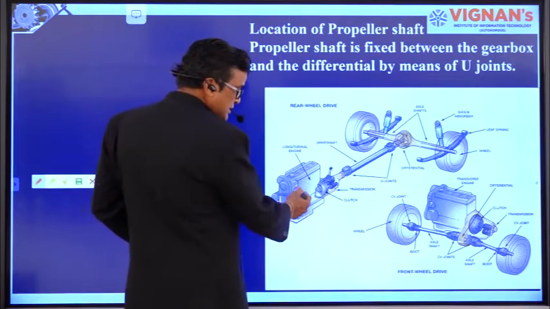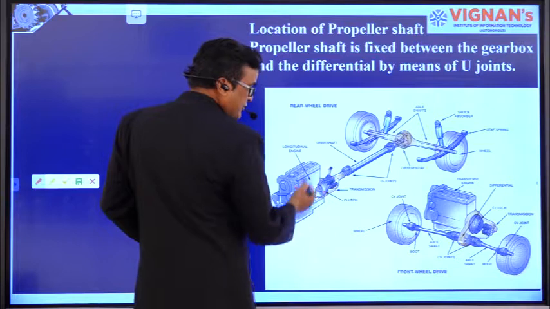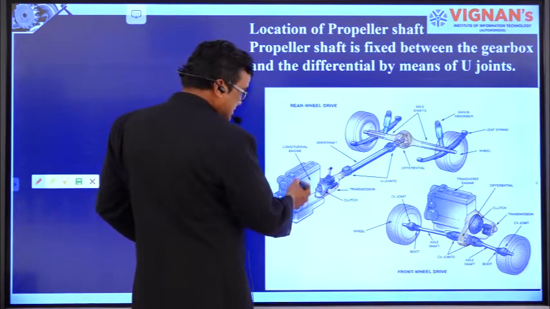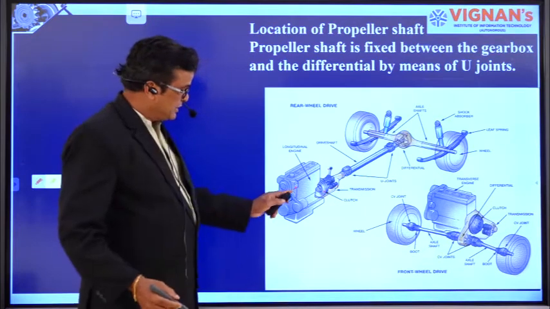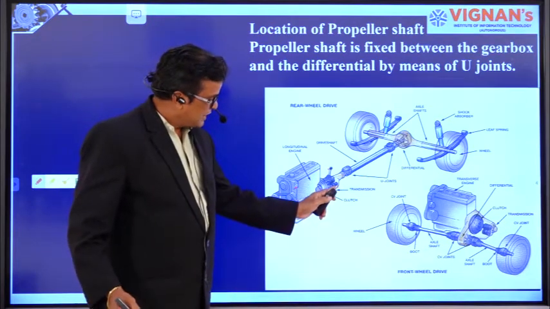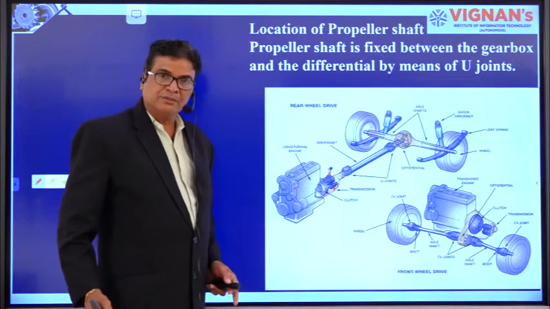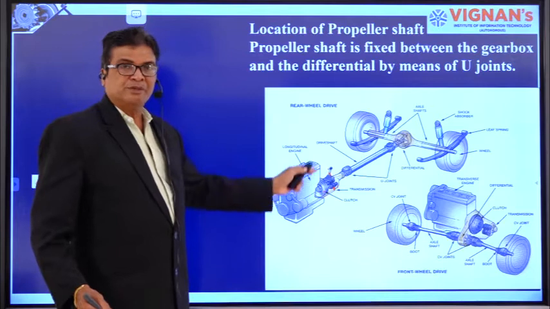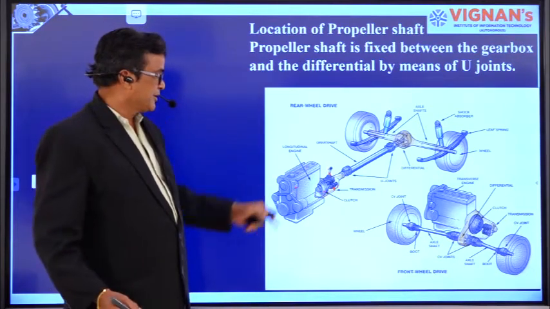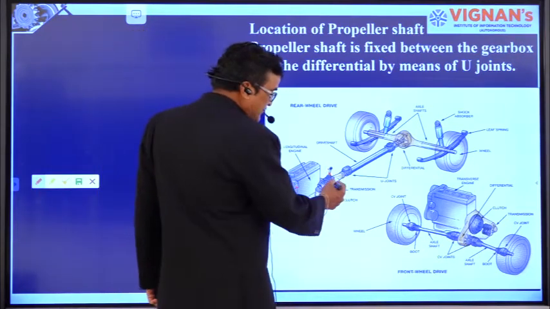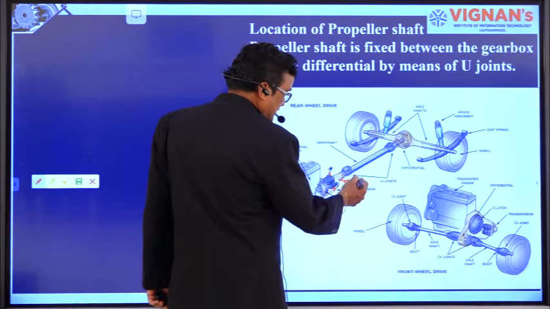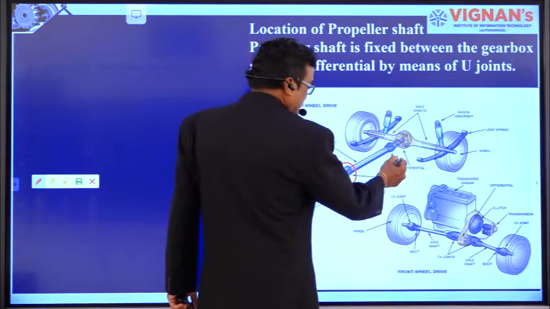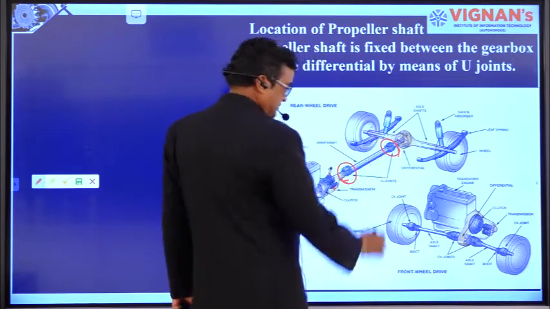The gearbox, clutch, gear shift lever mechanism, transmission means gearbox here. This is the engine, clutch, gearbox. Above the gearbox, the gear shift lever mechanism. Of course, this is the old type. It is shifted above the gearbox. And after the gearbox is the universal joint here. This is the universal joint, and here also another universal joint, and this is the propeller shaft.